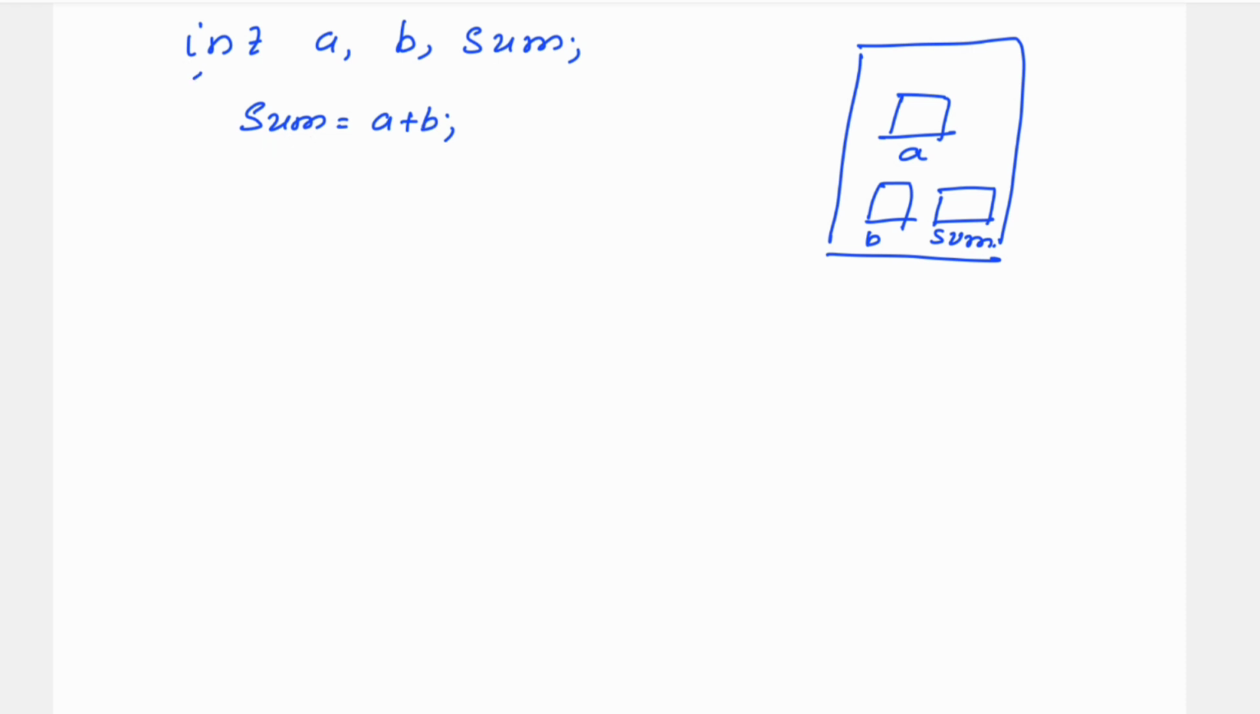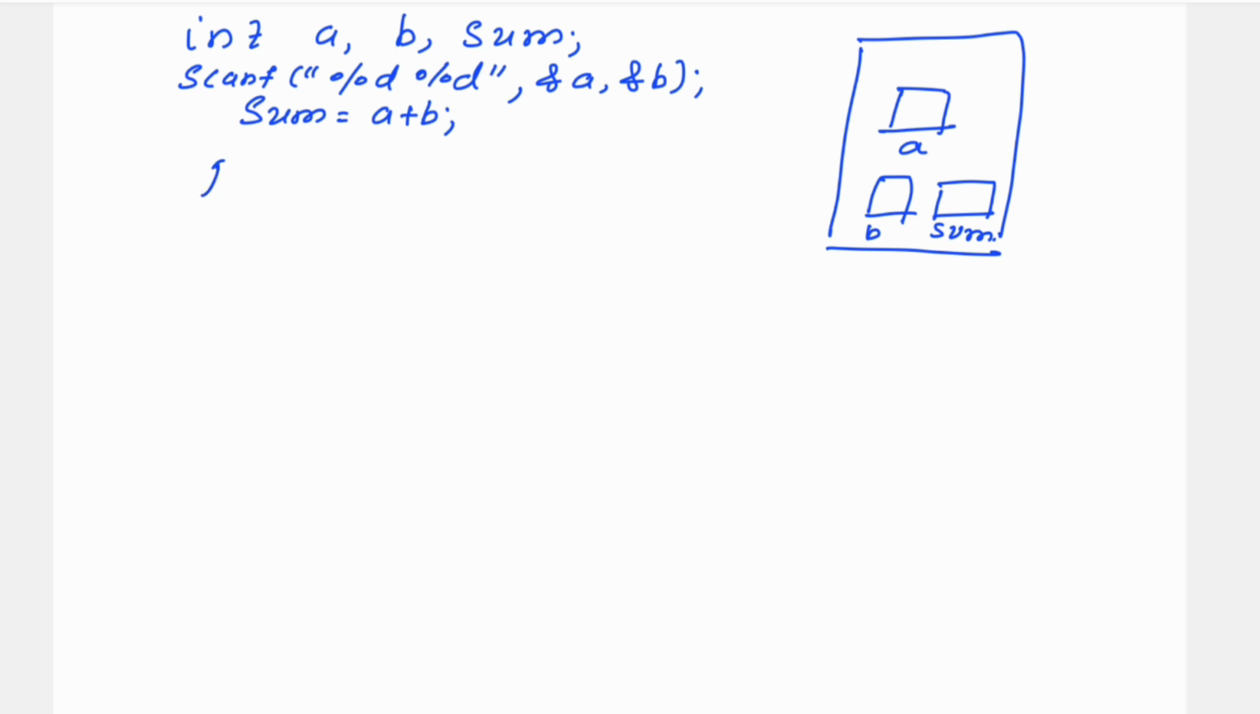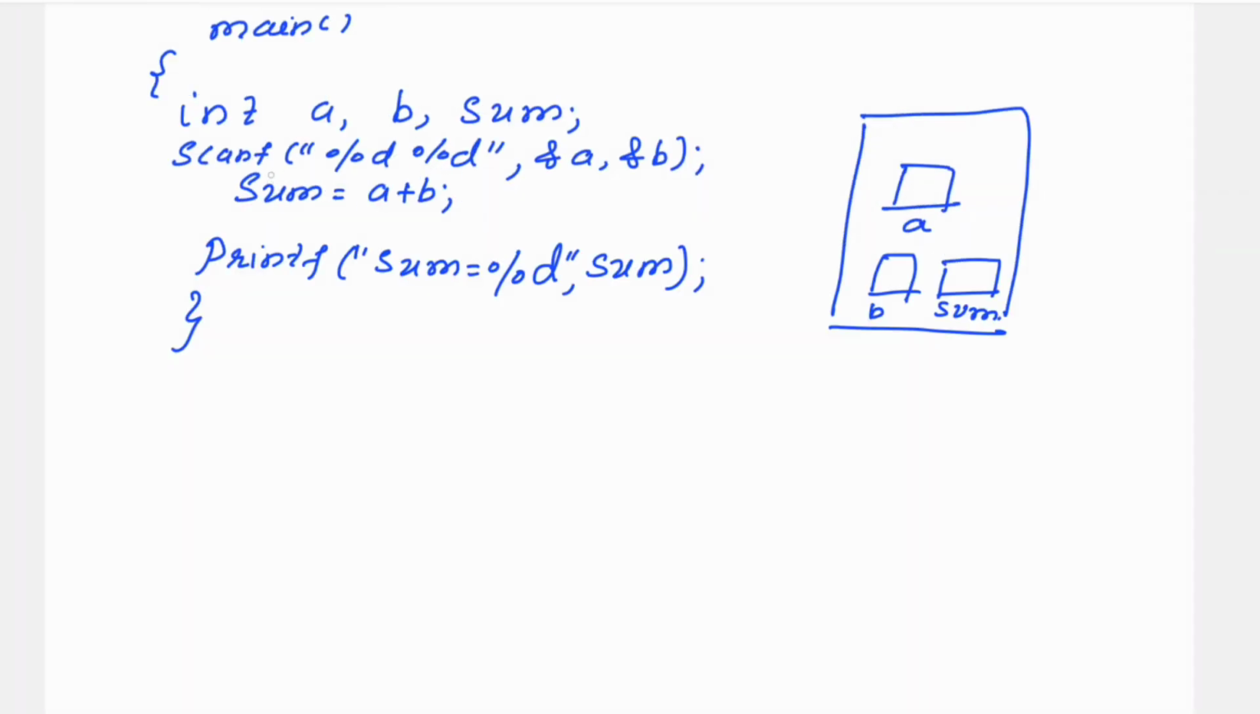But before this, you are going to give the input values using the scanf statement, %d, ampersand A, ampersand B. Fine. You will perform the computation, then print the sum as printf sum equal to %d, sum. So this is a small piece of code wherein I have declared the variables A, B and sum. The moment the declaration is done, the memory locations are identified, and the names for these memory locations are given as A, B and sum.